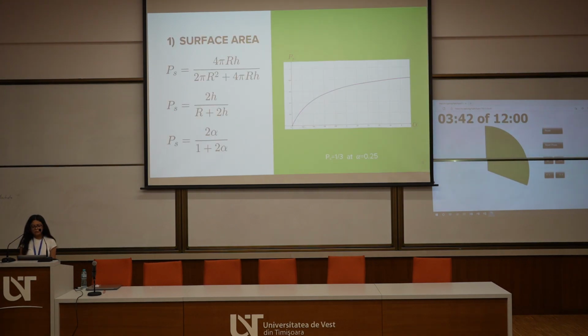Now the probability of landing on the sides, P sub s, would be the surface area of the sides divided by the surface area of the whole dice, and then we solve this equation to get 2h divided by r plus 2h, which is equivalent to using the alpha coefficient we mentioned in the variables, that is right here. And there is the graph. The equal probability should be reached at 0.25.